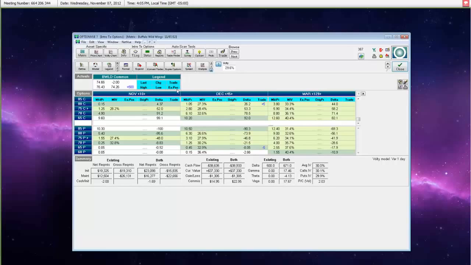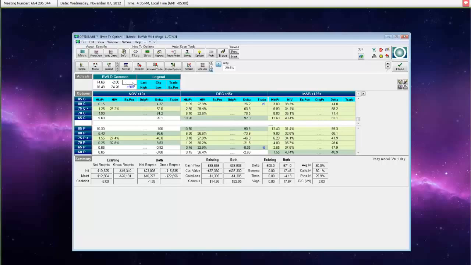What you see on your screen right here is Buffalo Wild Wings. You'll see that this is the symbol, BWLD. This is a common stock. This little panel up here is the quotes, today's prices. The legend to the right of it shows you what these fields mean. This is the last price of Buffalo Wild Wings as it's trading today, and the change, it's down.